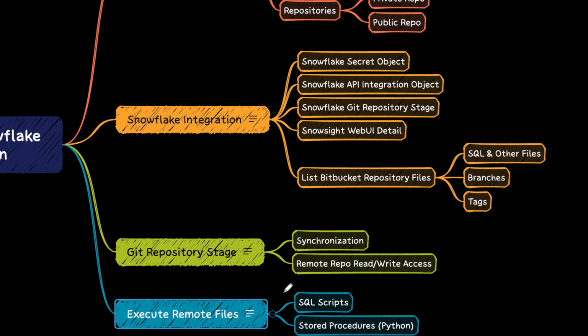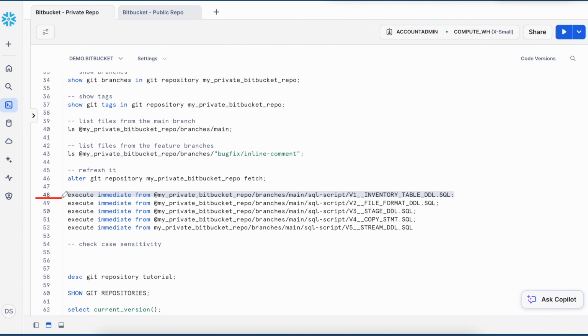Now let's try to understand how you can run a SQL script using the execute immediate SQL statement. There are two ways you can run that, and let me show you the first. If you look at line number 48, here I have execute immediate followed by the from keyword, and then it is taking this repo name, and this repo is part of this demo BitBucket schema, and then you have a fully qualified path for this SQL statement. Let me execute this.